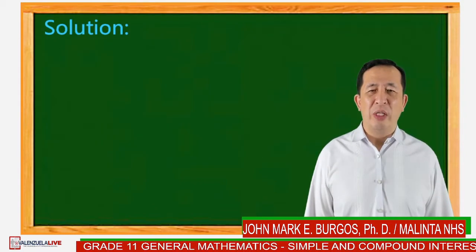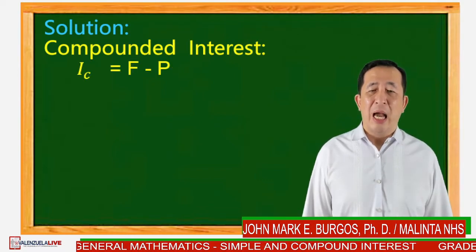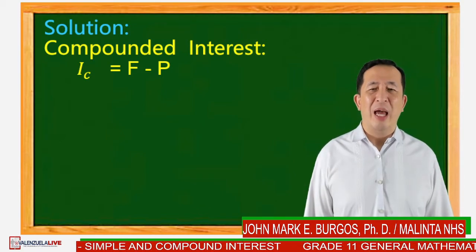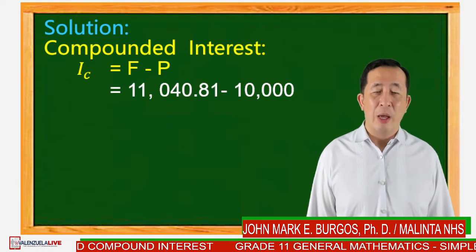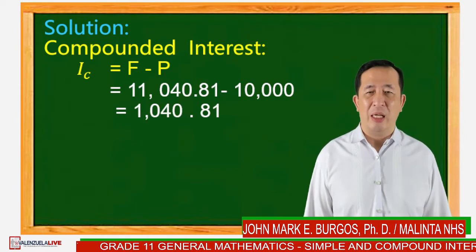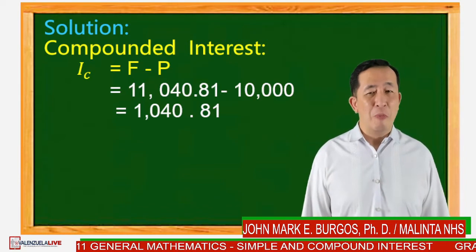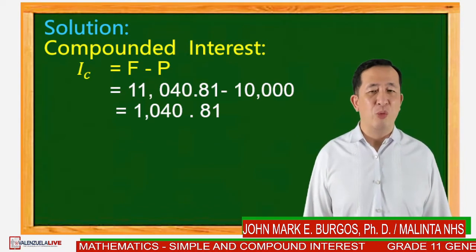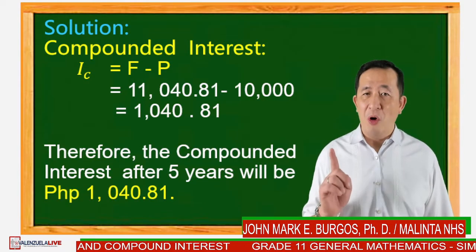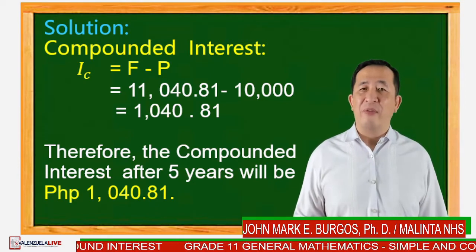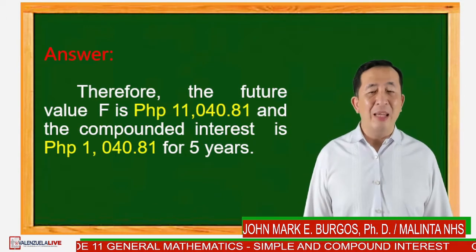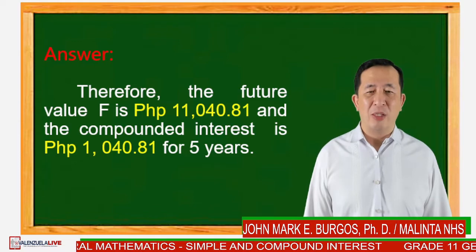Now, the solution for the compounded interest is I is equal to F minus P. To substitute the value, we have 11,040 pesos and 81 centavos minus the principal, which is 10,000, is equal to 1,040 pesos and 81 centavos. Therefore, the compounded interest after 5 years will be 1,040 pesos and 81 centavos. Therefore, the future value F is 11,040 pesos and 81 centavos, and the compounded interest is 1,040 pesos and 81 centavos for 5 years.